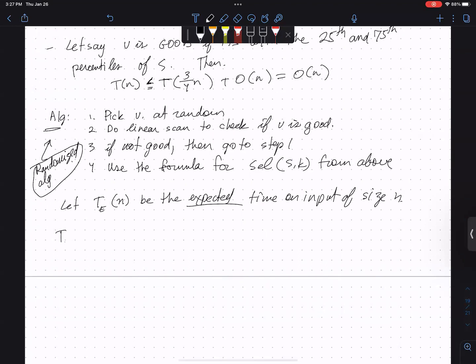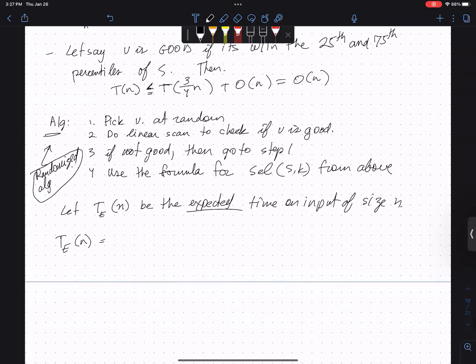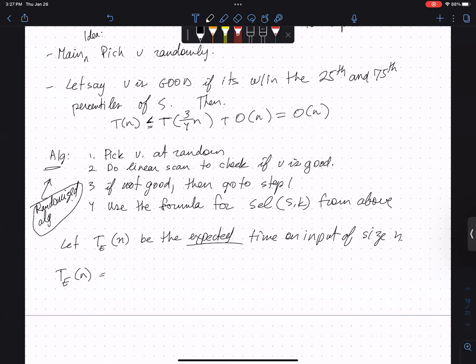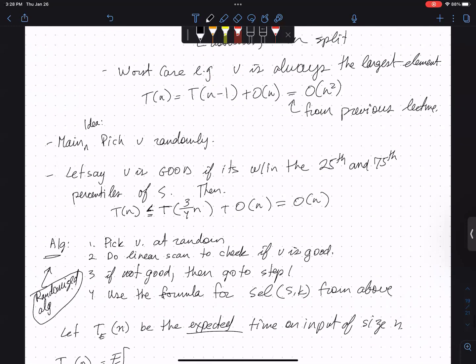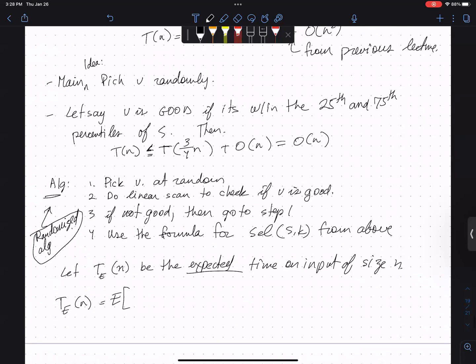So now how do we write this for our algorithm? Well, it's the expected time, so I'll use the E. Okay, so what's the running time of our new algorithm? Well, there are two parts. One is the time to find a good V, and the other is the time to partition.